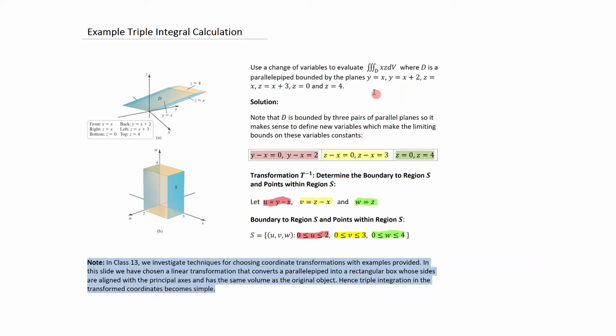constants. So if you look here, if we take y and subtract off x on both sides, you get y minus x equals 0. And similarly here, you'll get y minus x equals 2. So if you look here, this is the combination. Notice y minus x is the same here as y minus x is the same here. You can do that for z equals x and z equals x plus 3. Bring x to the other side, and you have z minus x equals 0, z minus x equals 3. And similarly for the last case, z equals 0, z equals 4. So these two are the same.